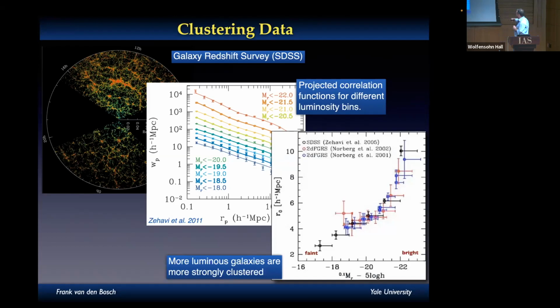And you plot it as a function of magnitude. For the theorist, it's bright, faint, right? What you find, and what we have been finding, is that brighter galaxies are more strongly clustered. It's now very well established.